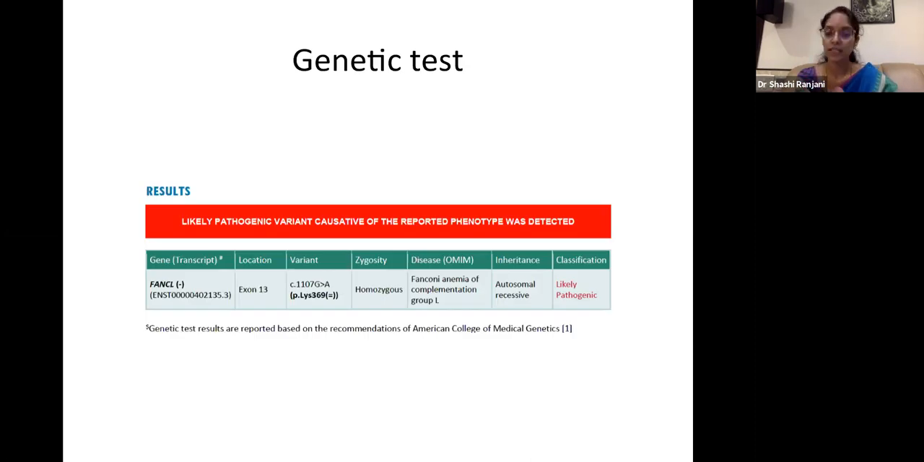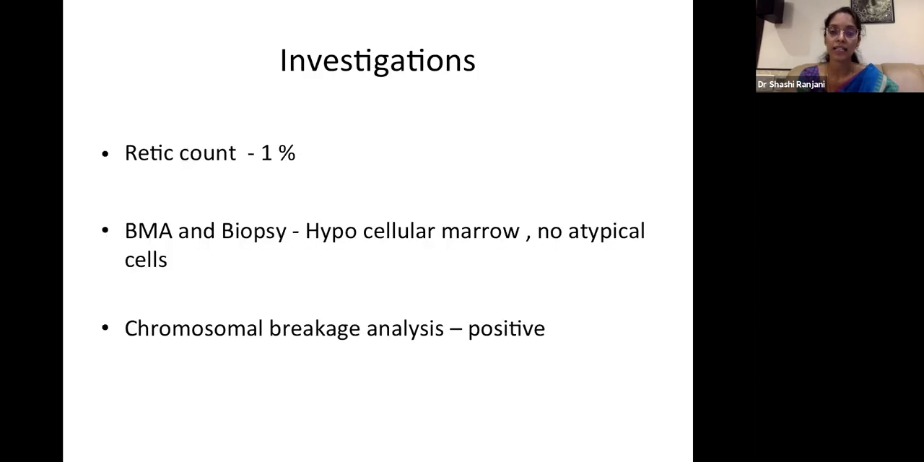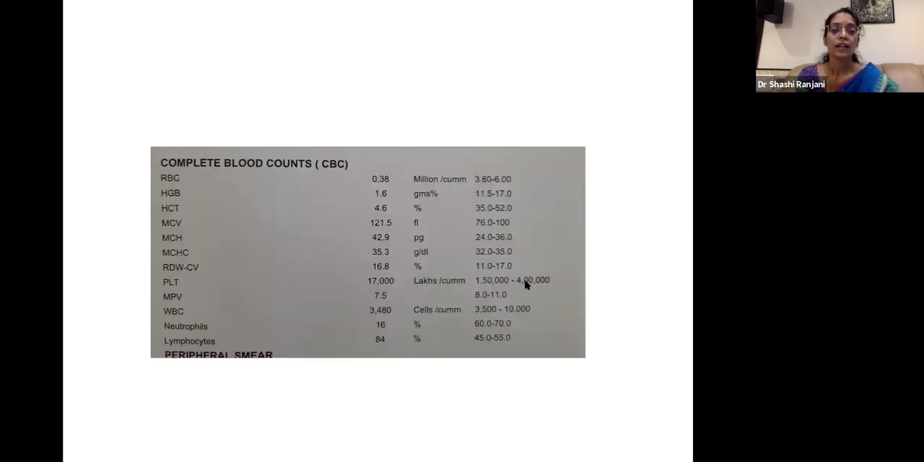So one take-home message from this case is that with a very high MCV in a child with pancytopenia, yes, there can be vitamin B12 deficiency as well, but with a history like this, an inherited bone marrow failure syndrome has to be strongly suspected.